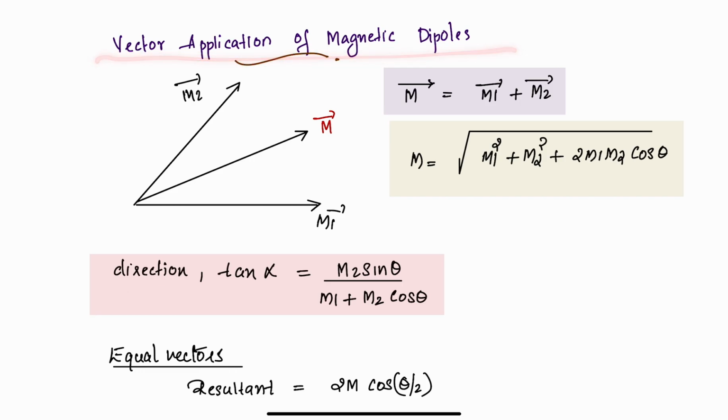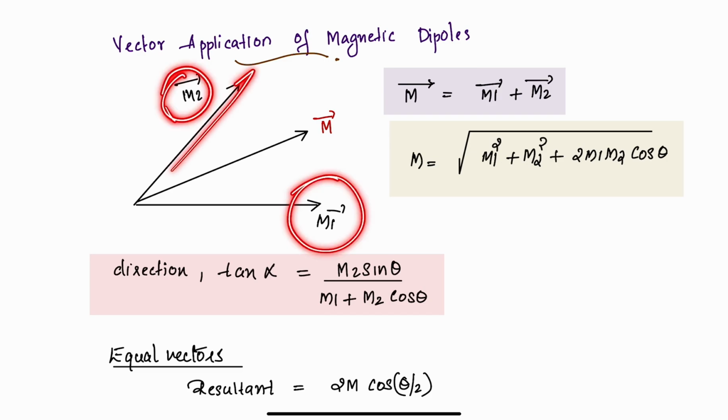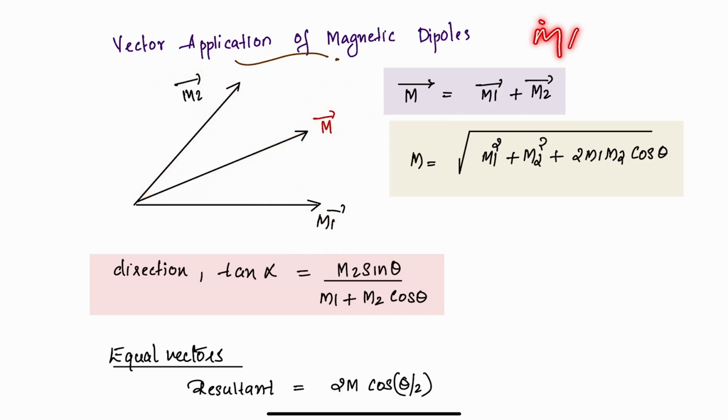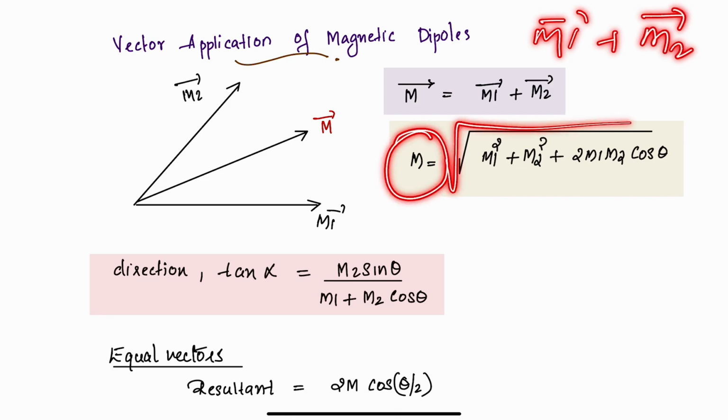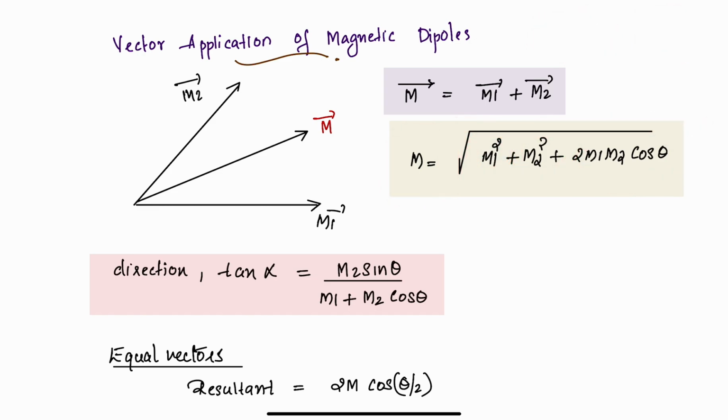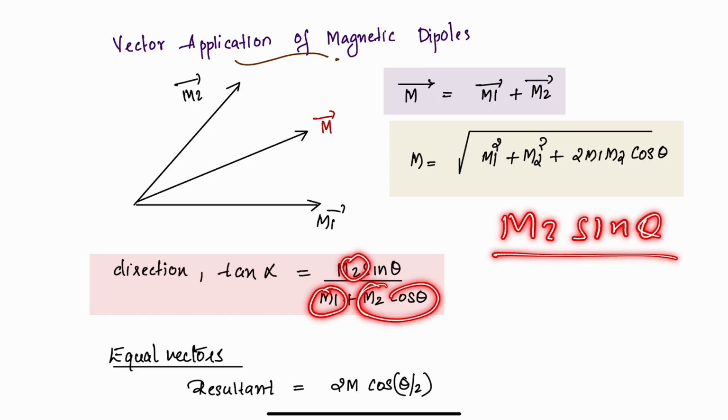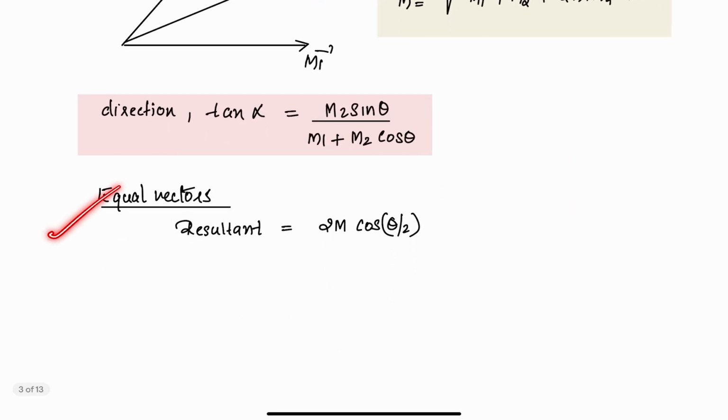Vector application: resultant magnetic moment of two magnetic moments m1 and m2. Resultant magnetic moment is equal to m1 plus vector m2, that is m is equal to root of m1 square plus m2 square plus 2 m1 m2 cos theta. Direction is given by tan phi equal to m2 sin theta divided by m1 plus m2 cos theta. For equal vectors, it is 2m cos theta by 2.